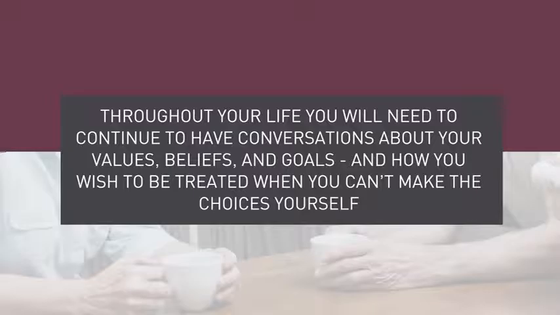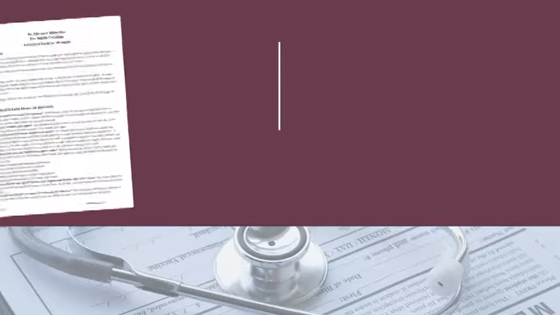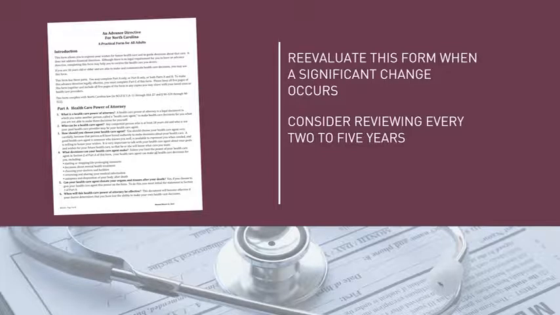It's important to remember that this form is just one step in the process of advanced care planning. Throughout your life, you will need to continue to have conversations about your values, beliefs, and goals for how you wish to be treated when you can't make the choices yourself. Over time, your wishes may change, and you may need to update this form. If at any time during this process you are confused or have concerns, it's okay to stop and talk to your healthcare provider and your agent. It is recommended that you reevaluate this form when you have a significant change in health or your family. You may want to consider reviewing every 2 to 5 years.